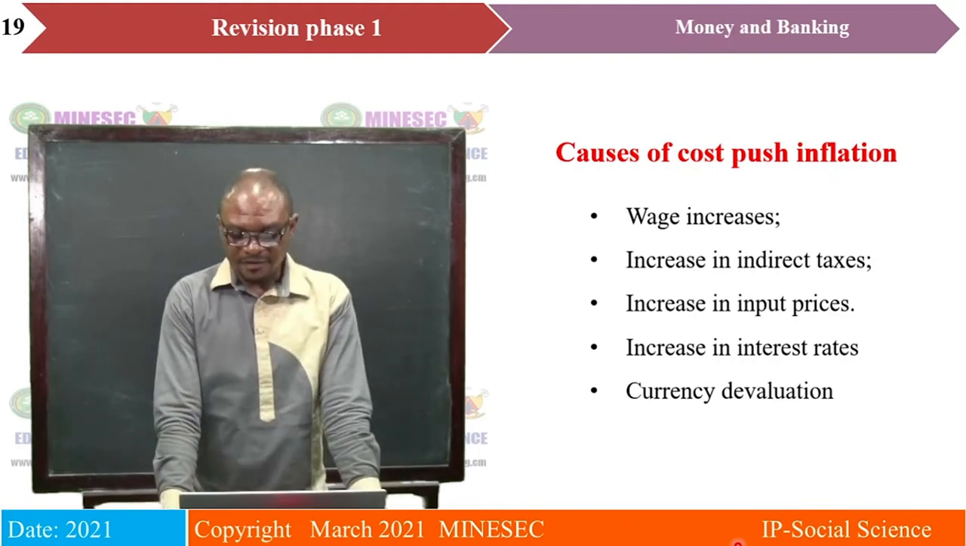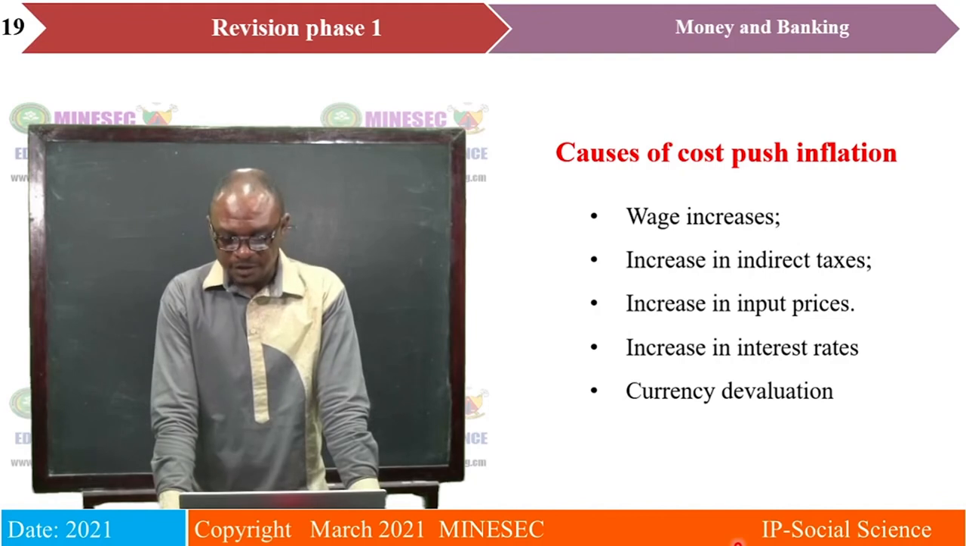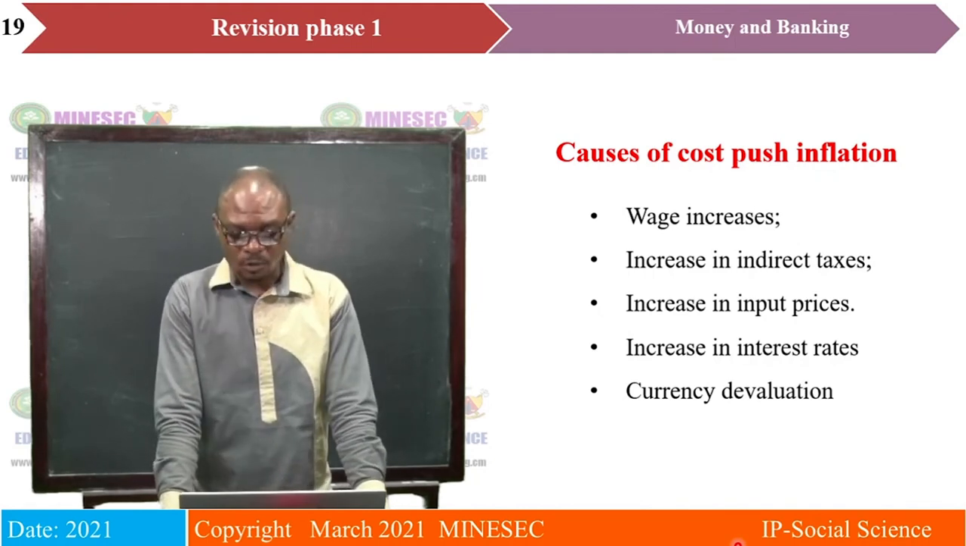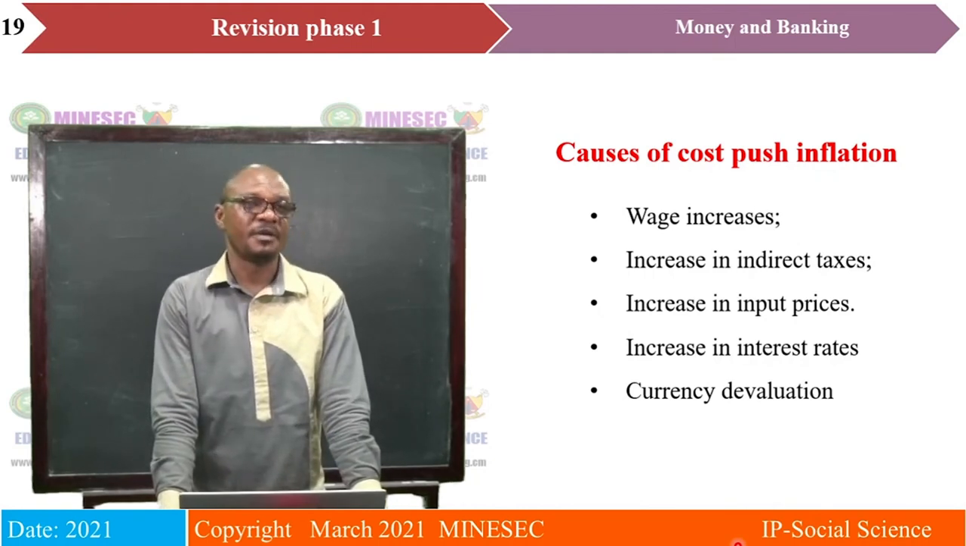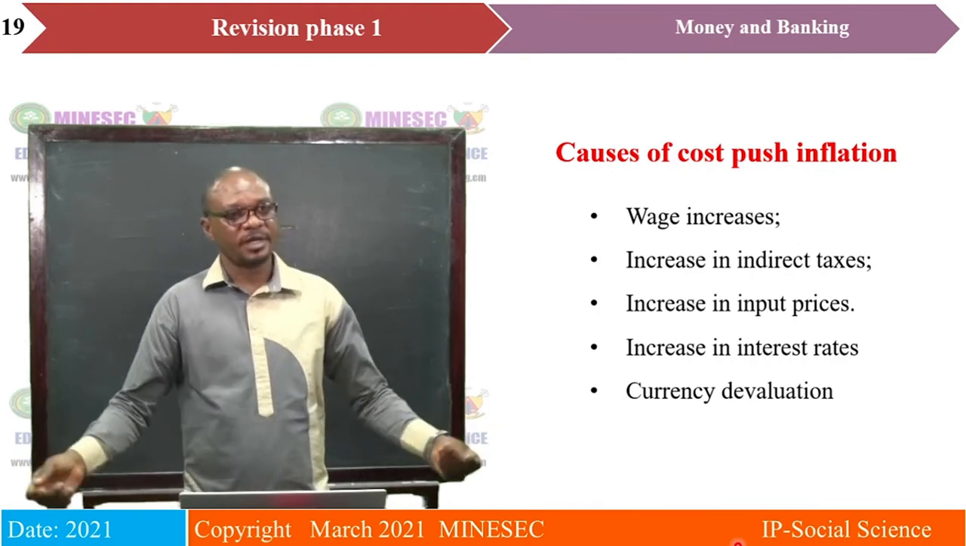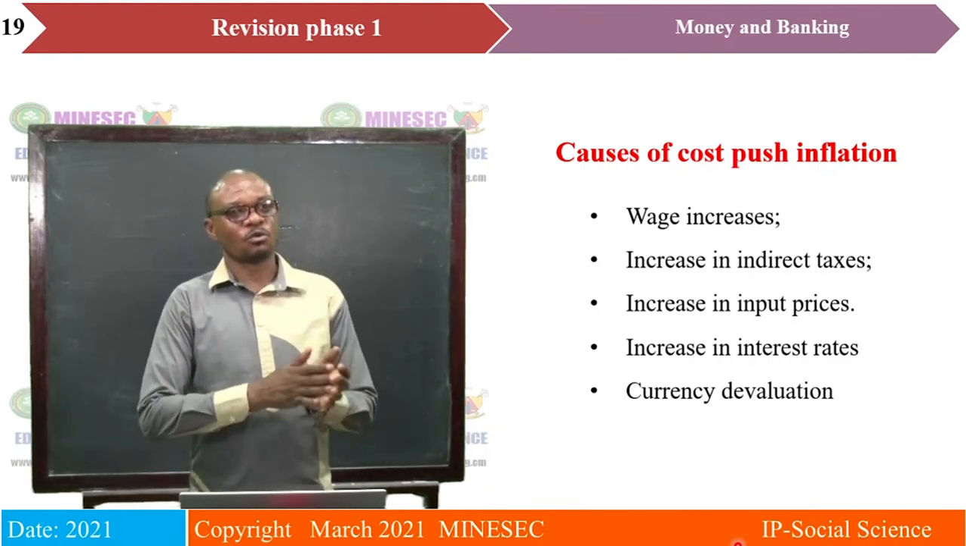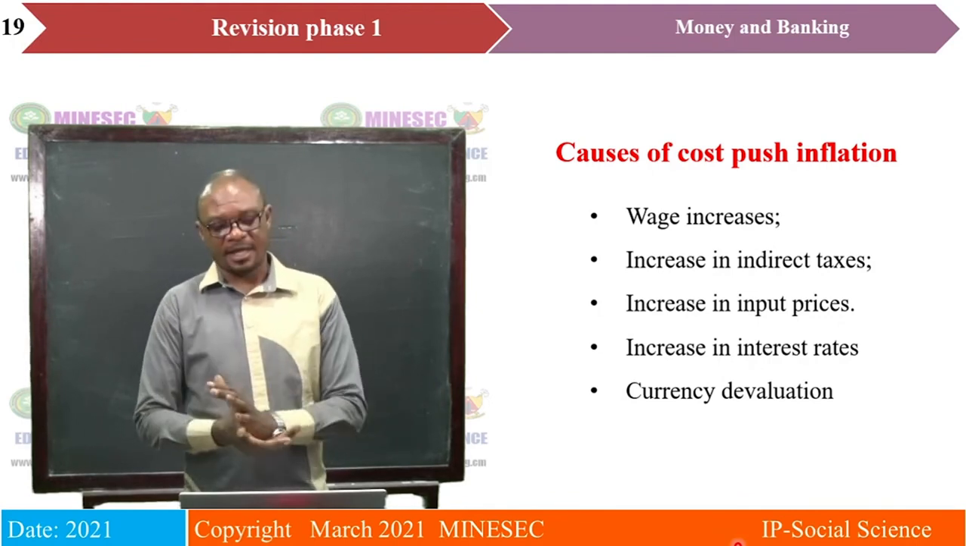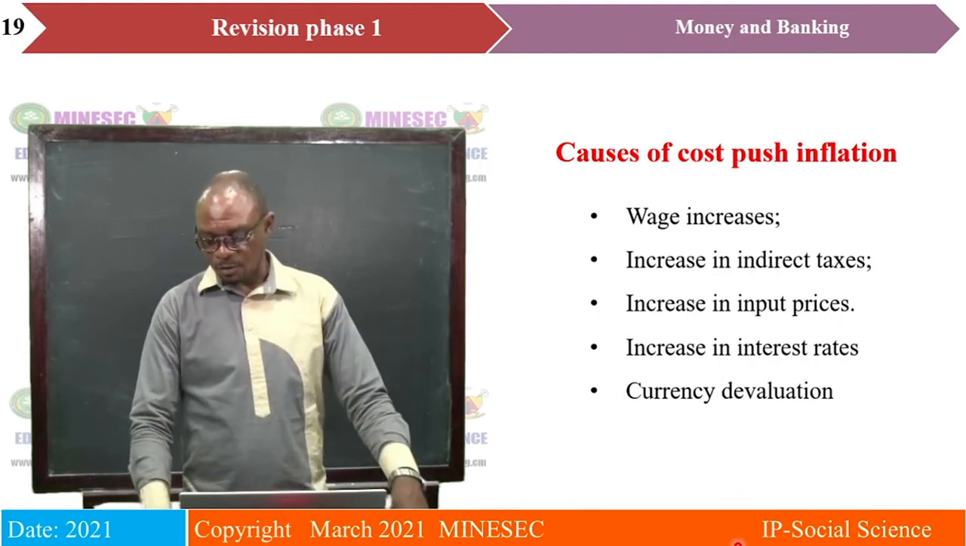And then another factor that may cause cost push inflation is an increase in indirect taxes. Indirect taxes are taxes that are imposed on goods and services. So when indirect taxes increase, it means cost of production has also increased. So firms want to compensate for this rise in indirect taxes by increasing the price of their goods, leading to cost push inflation.